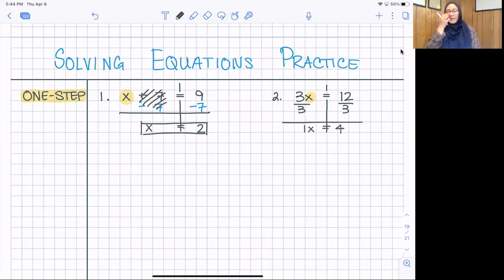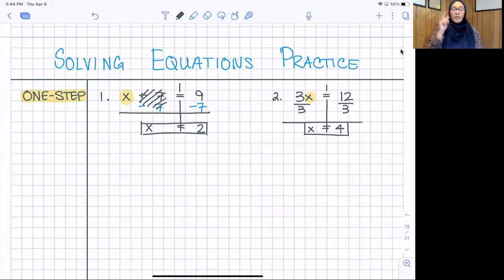Now, it looks like my x isn't alone, but remember, 1s as a coefficient are always invisible. So I can actually erase the 1, and my x is alone, and my answer is x equals 4.